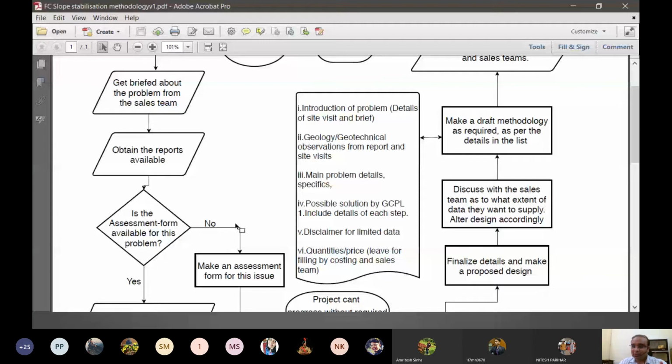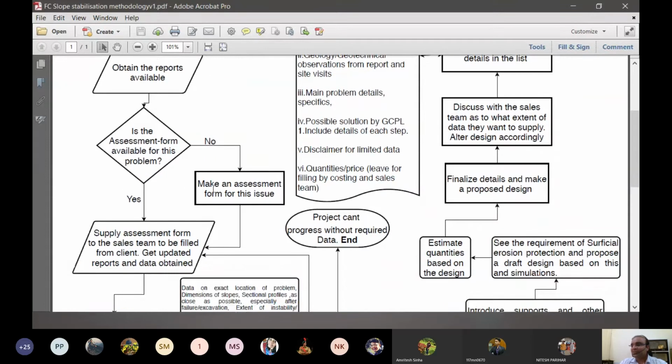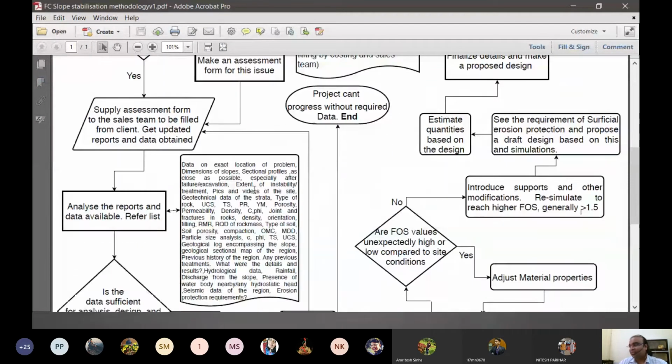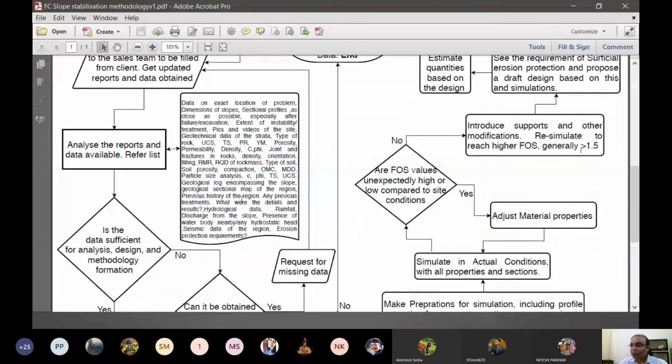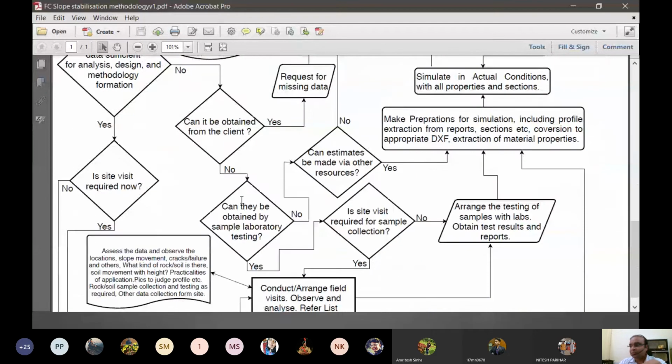But yes, there are many places where things could have been made more precise, like 'obtain the reports available', 'obtain reports', 'is assessment form available for this problem'. So many things are written as full sentences, they can be reduced. When this reduction is there, the conciseness is there, the beauty of the flowchart also improves.